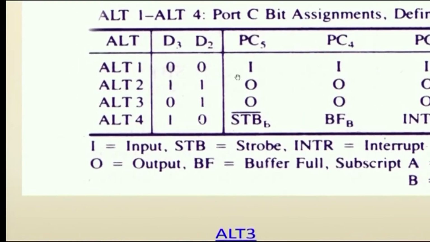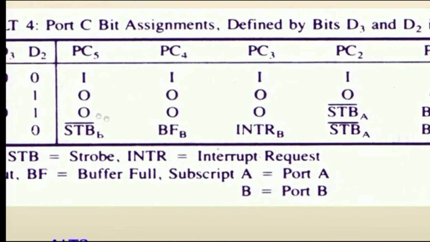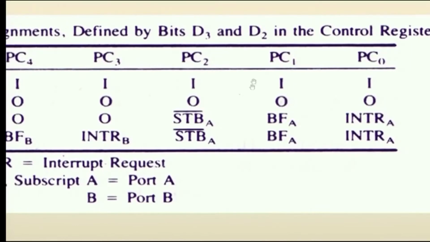So, you can use the 6 pins as either input or output. In ALT 3 we are applying 0 1, and in ALT 3 only the lower bits PC0, PC1 and PC2 are used for the handshake signal for port A. Only port A is used with the handshake signal, the port C providing the handshake signals, which are STB, BF and INTR. STB is stop signal, BF is buffer full, INTR is interrupt request. After the buffer is full, it requests the processor to read the data.